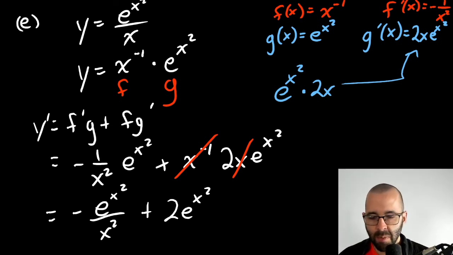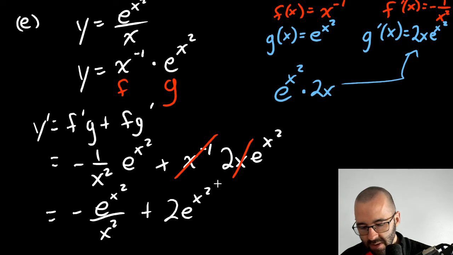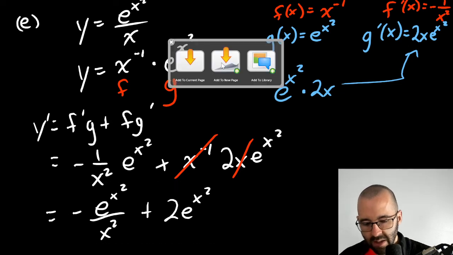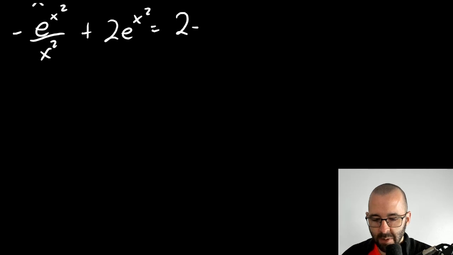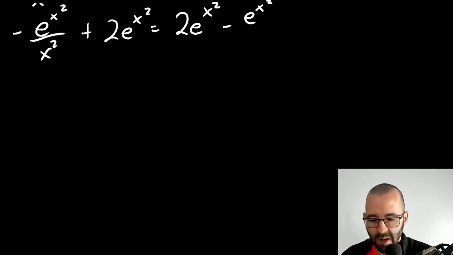But usually we write the positive part first. So even though I would accept this as your final answer, I'd recommend rewriting it a little bit: 2e to the x squared minus e to the x squared over x squared.